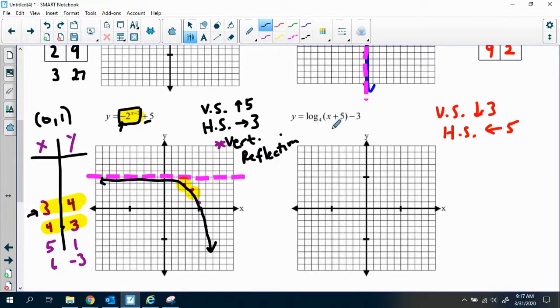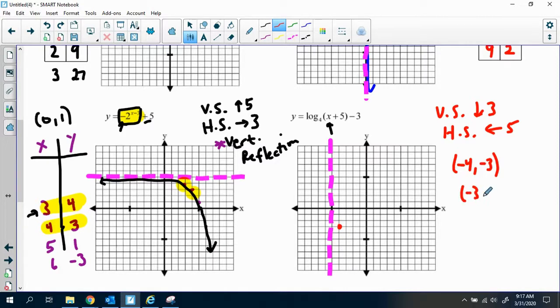And it's pretty logical. If I sub in x equals -5, I get a 0 on the inside, so that can't happen. So because that can't happen, I'm going to have a vertical asymptote at x equals -5. I can't hit x with anything that's negative either. So now what I'm going to look at is if I sub in -4, I get log base 4 of 1, which is 0. 0 minus 3 is -3. So (-4, -3) will be on my graph.